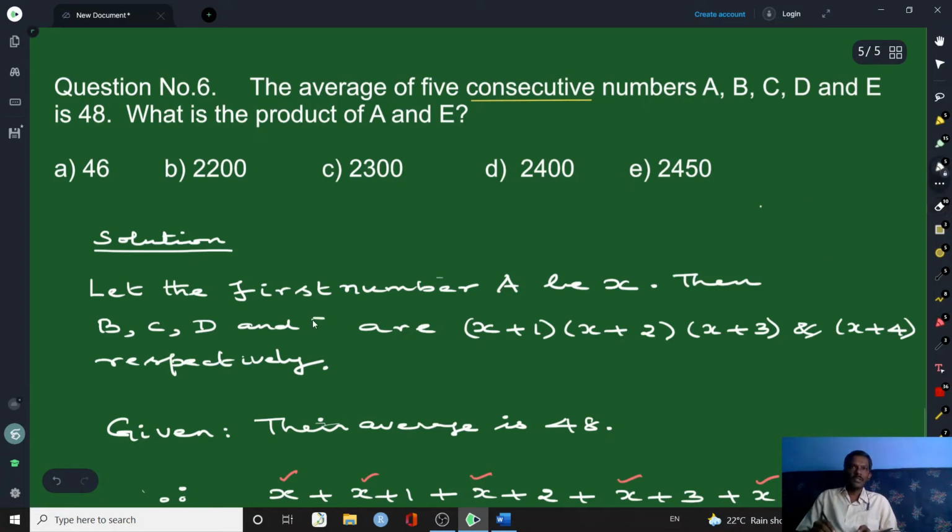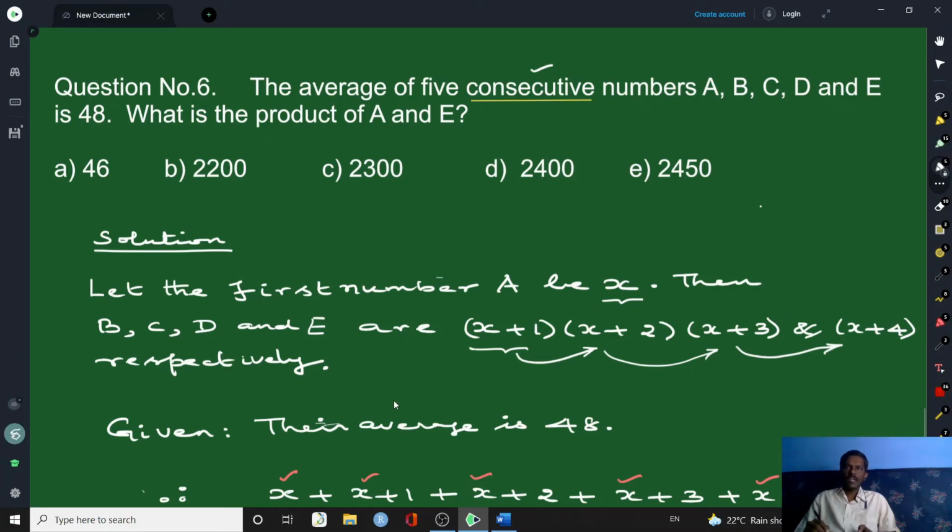Because the numbers we are given are consecutive numbers. Having taken X as our number, the next integer is X plus 1, and when you add 1 to that, you will get X plus 2. When you add 1 to that, you will get X plus 3. When you add 1 to that, you will get X plus 4. So these numbers are all consecutive, one after the other, continuously coming. Okay.